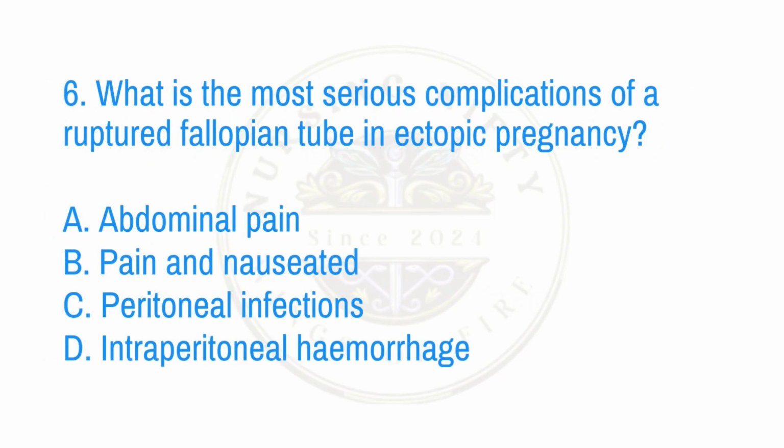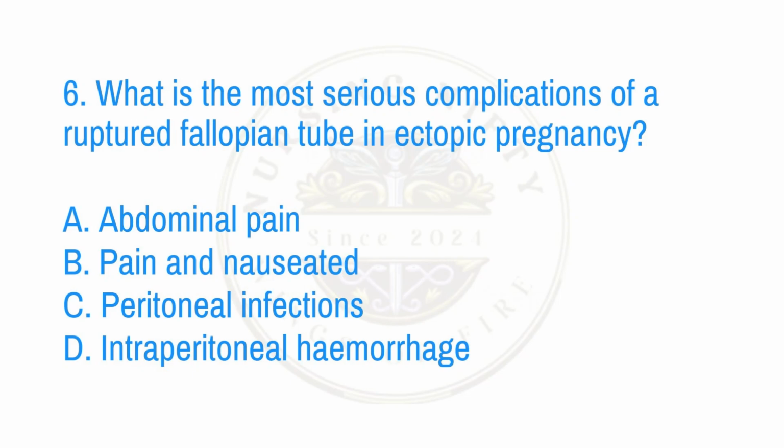Question number 6. What is the most serious complication of a ruptured fallopian tube in ectopic pregnancy? Options: Option A, abdominal pain, B, pain and nausea, C, peritoneal infections, and D, intraperitoneal hemorrhage. So here the right answer is option D, intraperitoneal hemorrhage.